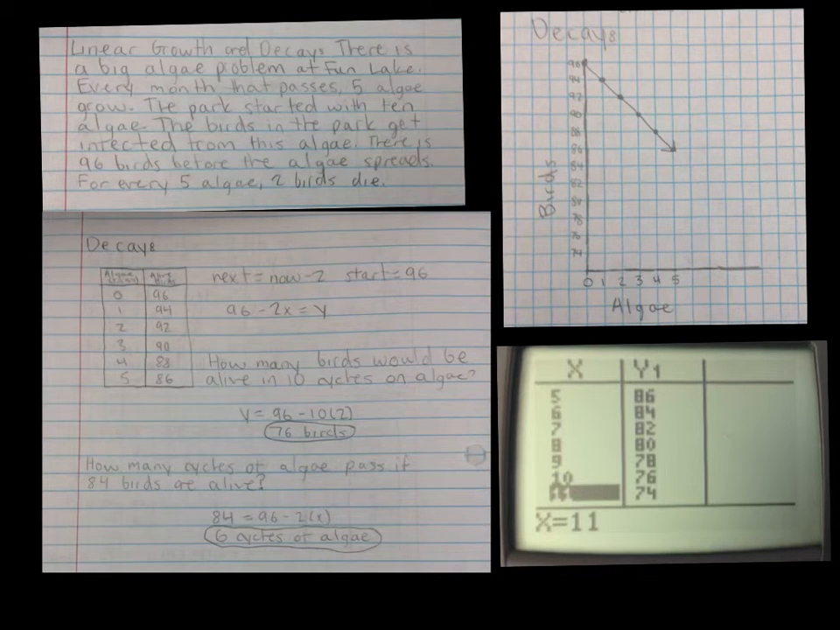There's the table, and my first problem is how many birds would be alive in 10 cycles of algae. So the explicit equation would be y equals 96 minus 2x, I plugged 10 in for x, and I got 76 birds. My second problem is how many cycles of algae pass if 84 birds are alive. So the equation is 84 equals 96 minus 2x, and I got 6 cycles of algae.